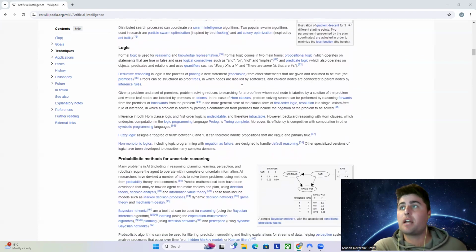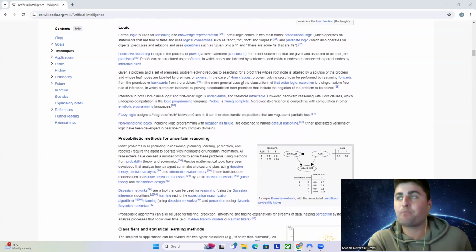Distributed search processes can coordinate via swarm intelligence algorithms. Two popular swarm algorithms used in search are particle swarm optimization, which is inspired by bird flocking, and ant colony optimization, which is inspired by ant trails.